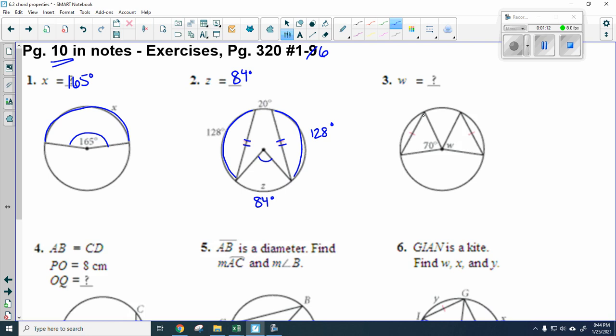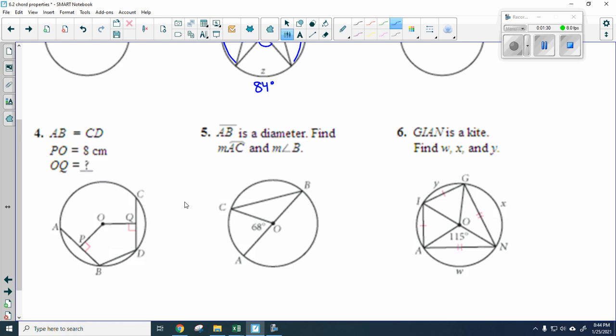Number 3, if you have congruent chords, like we do here, you also get, what they use this phrase, they determine central angles that are congruent. So these angles are congruent. W is also 70 degrees.